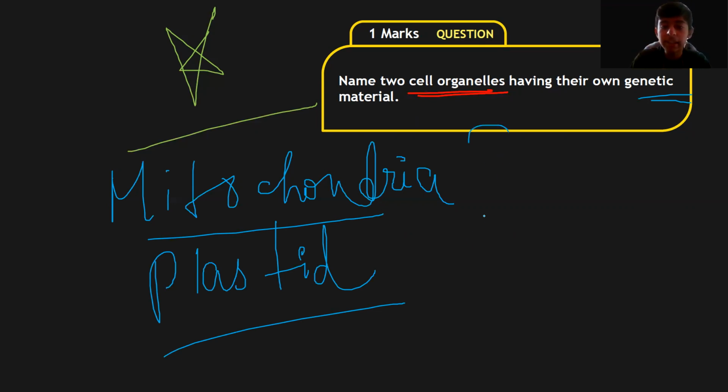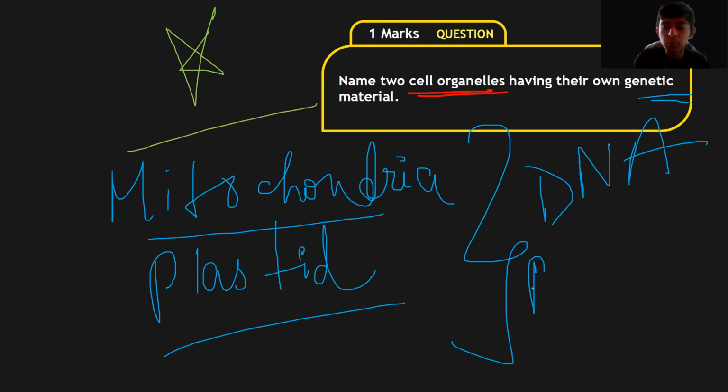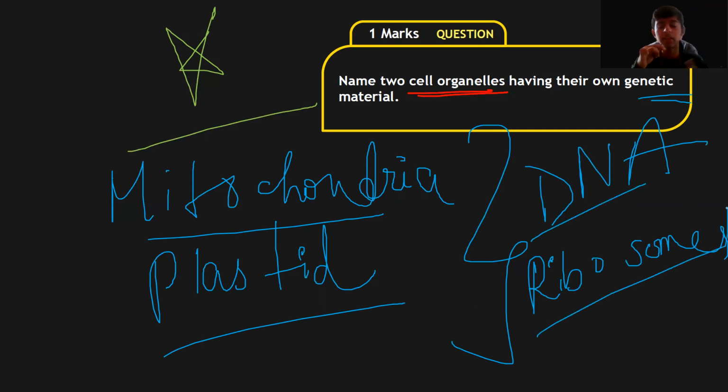So these two have their own genetic material. That means they have their own DNA and ribosomes. What does genetic material mean? DNA and ribosomes. DNA contains genes. Ribosomes are for protein synthesis and all, for energy and reproduction. Clear? So DNA and ribosomes, they have their own, and they do not depend on the nucleus for instructions.